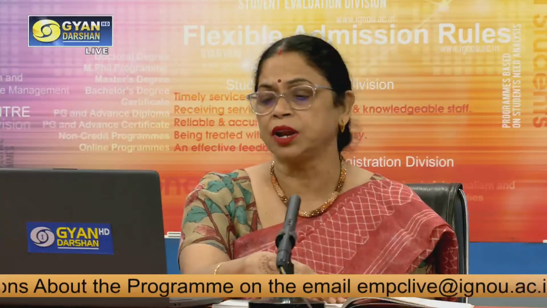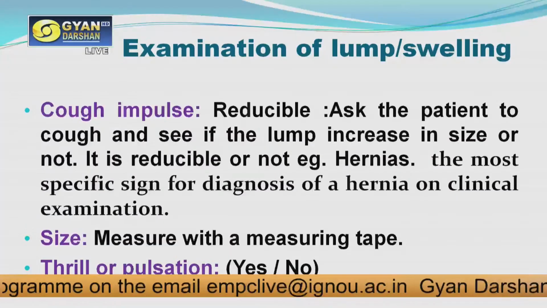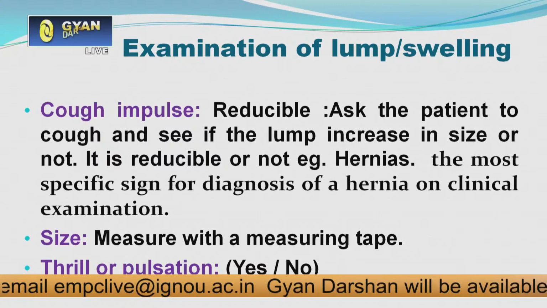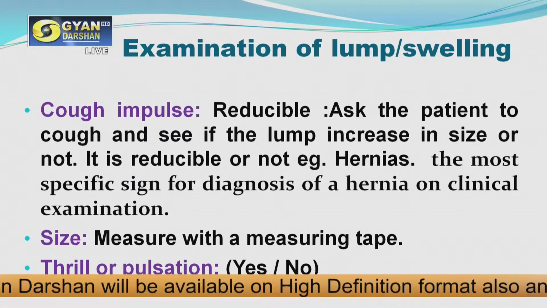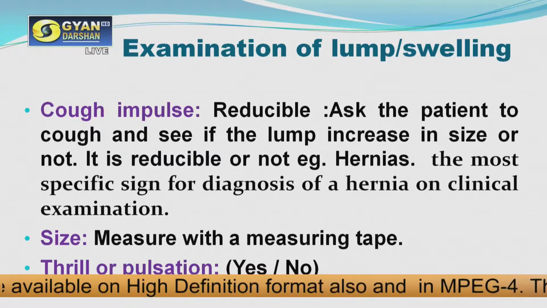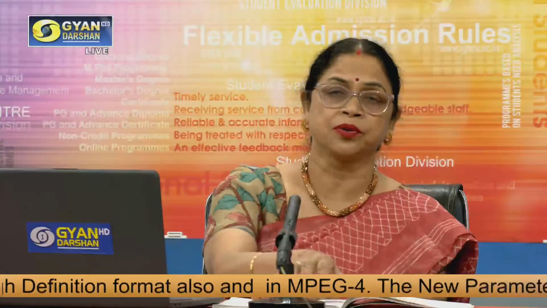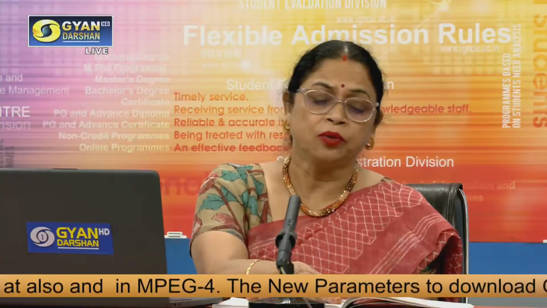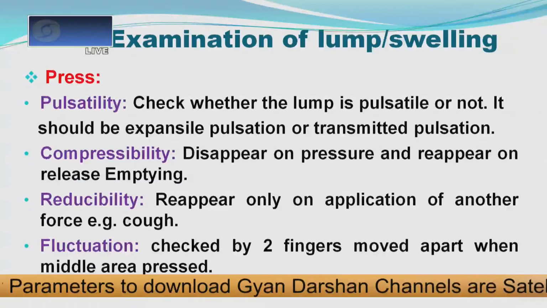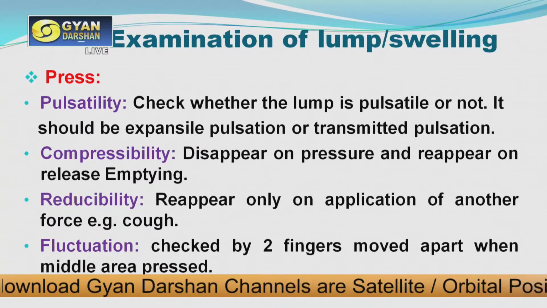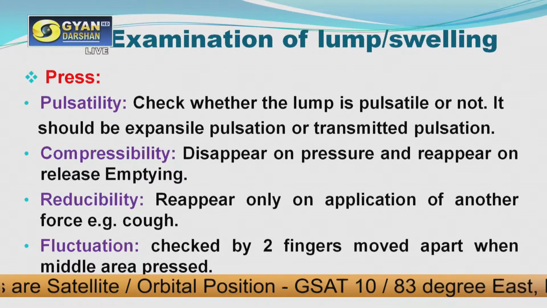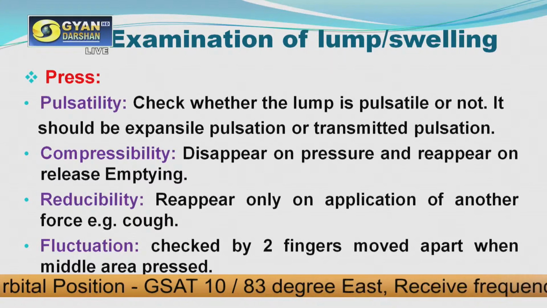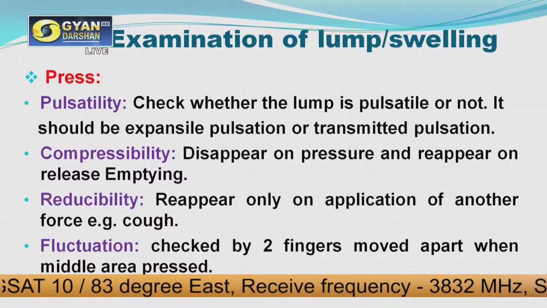Then size of the lump, you can measure with the help of a measuring tape, and then you can also see whether there is pulsation and thrill. If it is there, you can write down yes or no. Again, when you press the lump area, what all findings can be there? It can be pulsatility, that means check whether the lump is pulsatile or not. It should be expansile pulsation or transmitted pulsation.